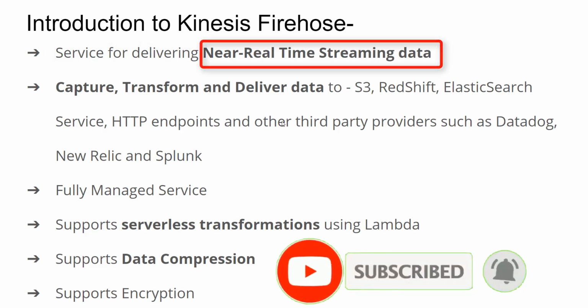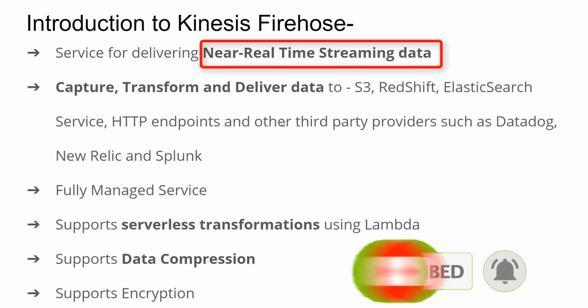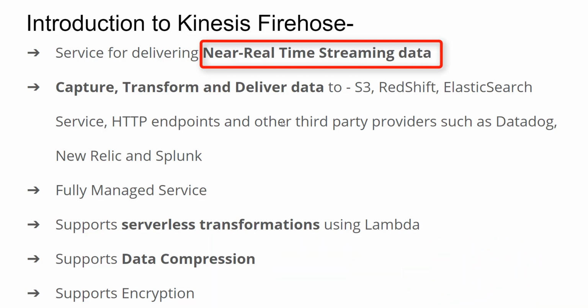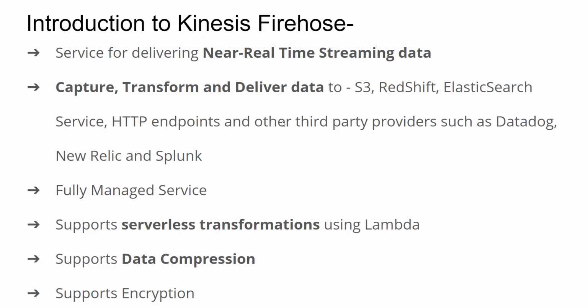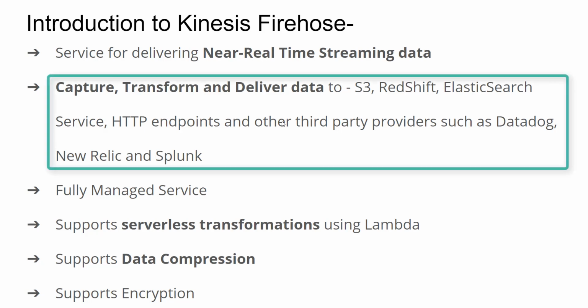You have to pay attention to the word near real-time, and you should choose Firehose if you can afford a 60-second delay in data delivery. So if you're looking for a real-time data streaming solution, then you should go for Kinesis Data Streams. I've already covered Kinesis Data Streams in my previous videos. You can check that out. With Firehose, you can capture, transform, and deliver data to multiple destinations such as S3, Redshift, Elasticsearch, and other third-party providers such as Datadog, New Relic, and Splunk.